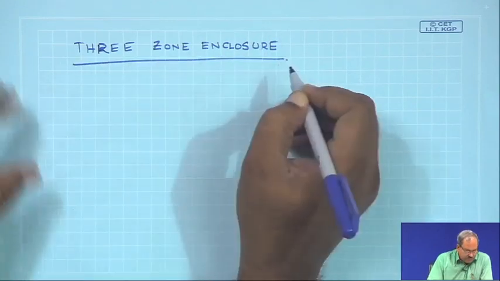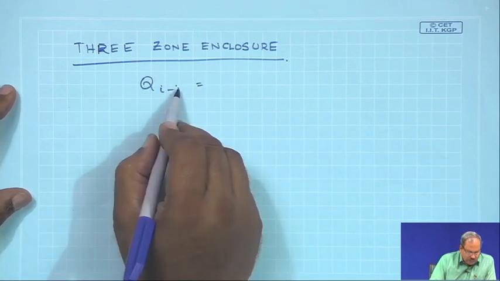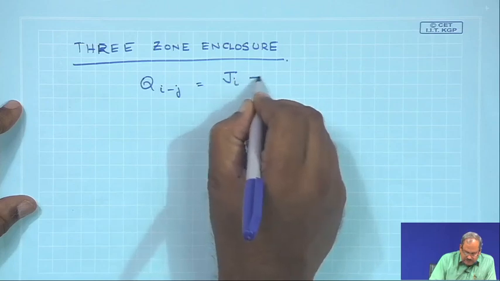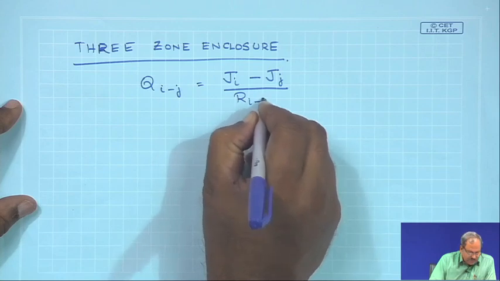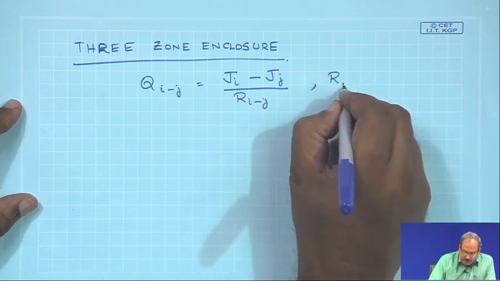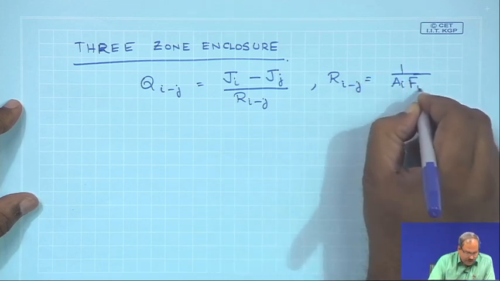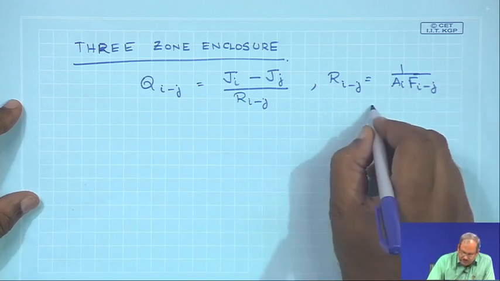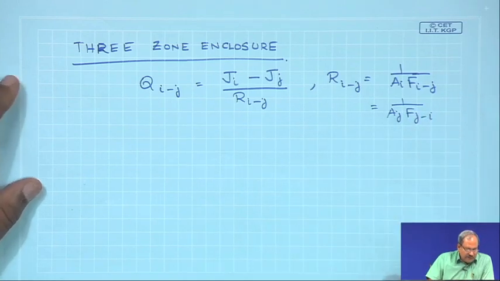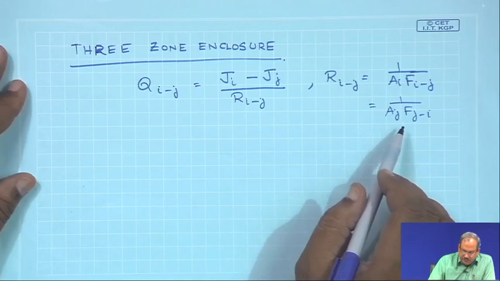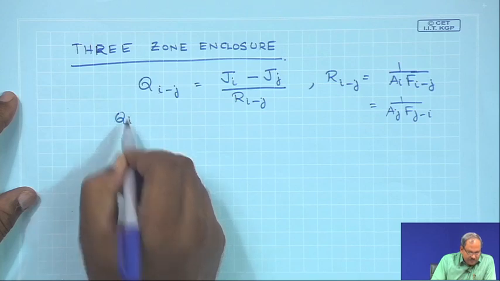In a 3 zone enclosure, the heat flow from I to J would be the radiosity of I minus the radiosity of J divided by R of I to J, where we understand that R of I to J would be 1 by A I F I to J, which due to reciprocity would be equal to A J F J to I. So, this is the background one which we need to find out. This is the exchange between 1 and 2.